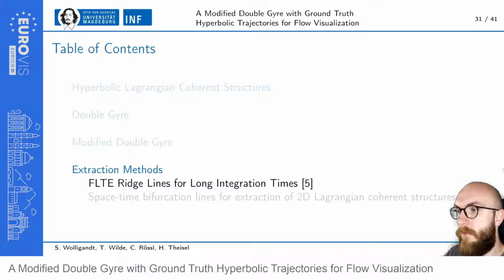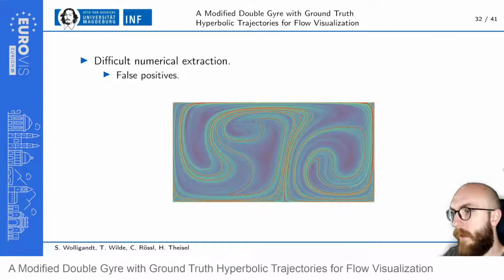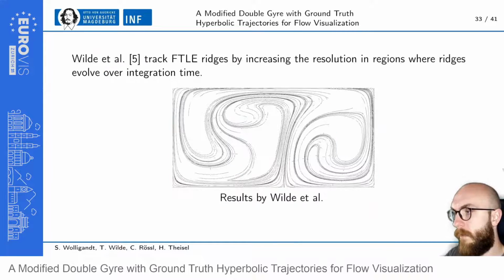Now we can use our new benchmark dataset to check if some LCS boundary extraction methods are working correctly. The first example we tested is a work by Wilde and colleagues that extracts FTLE ridges for long integration times. Again, extracting FTLE ridges is difficult since it's numerically unstable. False positives can appear, and there can be extreme gradients. Wilde and colleagues track FTLE ridges by increasing the resolution in regions where ridges evolve over time.